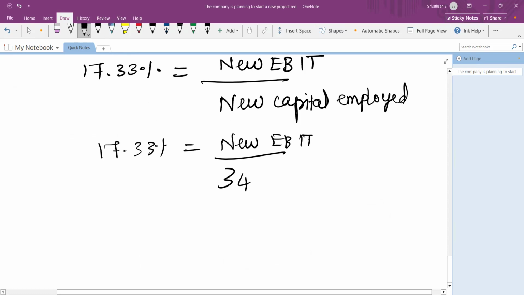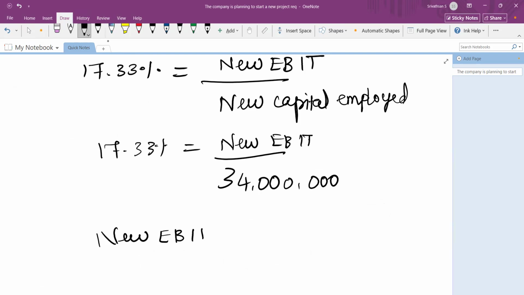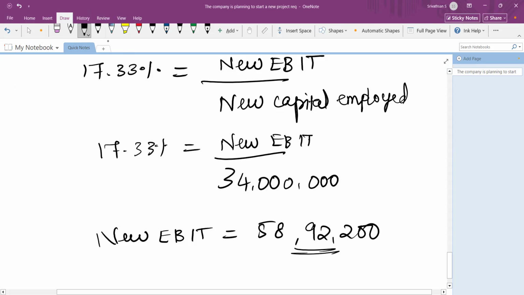We get 34 million. So new EBIT is nothing but 17.33 percentage of 34 million. So we will get somewhere around 58 lakhs 92,200. So this is the amount of new EBIT. So now we have the new EBIT, so we can calculate the EPS under both the financial plans.